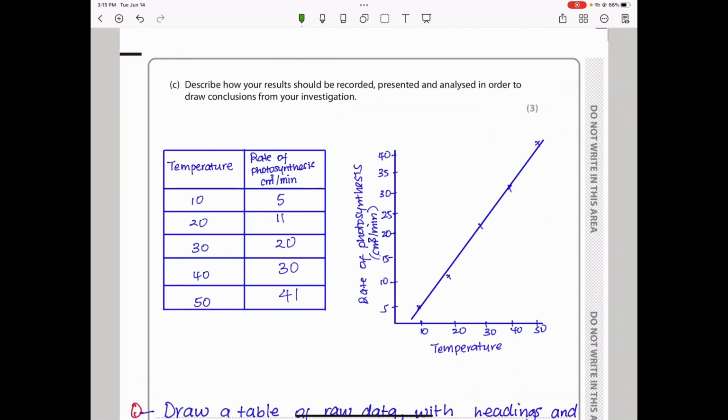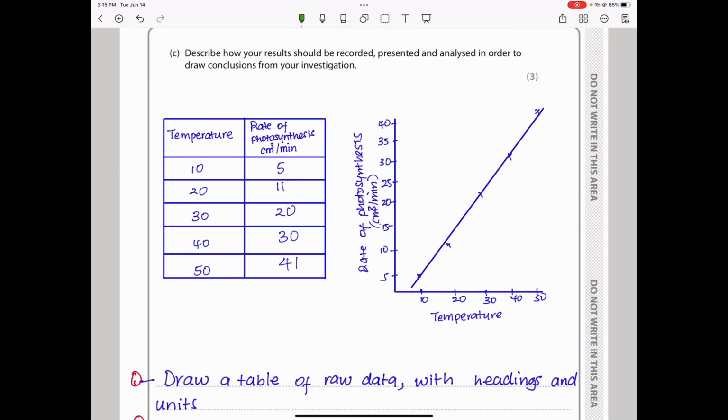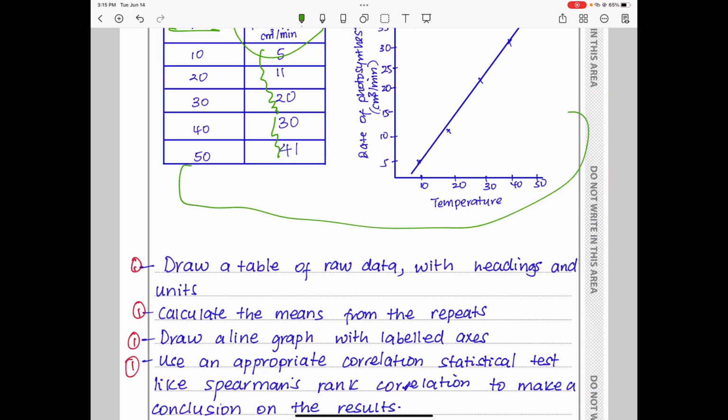So let's go to the next part. They say, describe how your results should be recorded, presented, and analyzed in order to draw conclusions from your investigation. So for me, after getting the results, of course, it's going to be temperature and then the rate of respiration. We expect as the temperature increases, the rate of respiration is going to increase until a specific temperature that is high enough to cause denaturation of some enzymes, and then the rate is slowly going to decrease. That is predictable. You do not necessarily have to say that, but you can do this here.